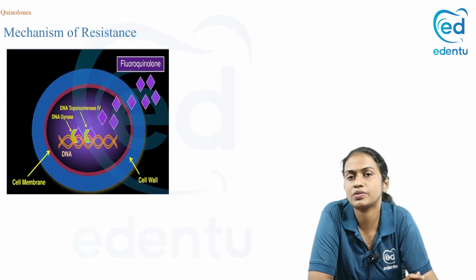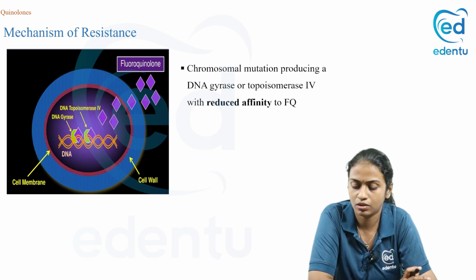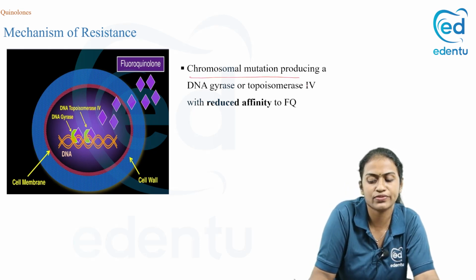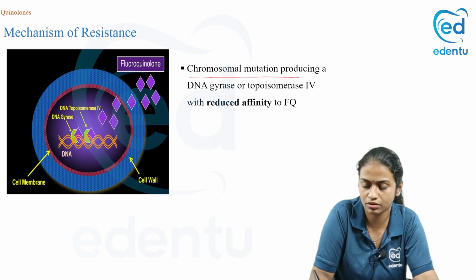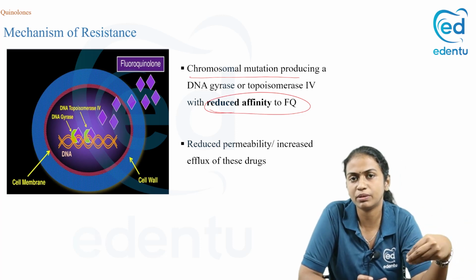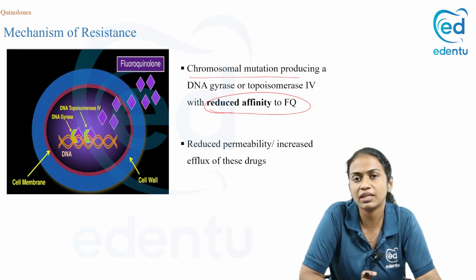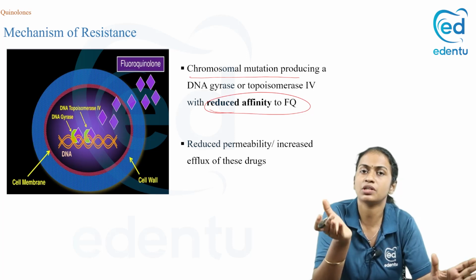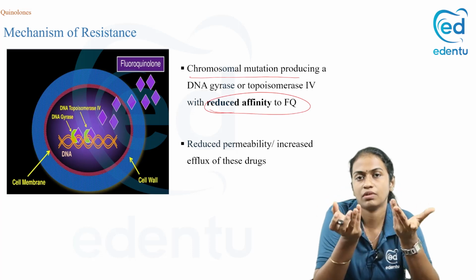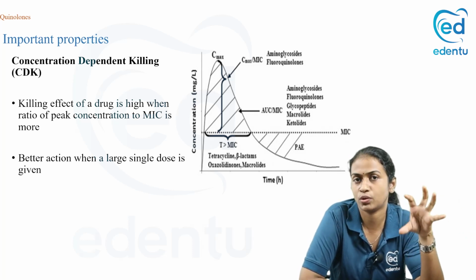Now, how can it produce resistance? Mainly by decreasing the affinity of fluoroquinolones to this topoisomerase. So chromosomal mutation produces a DNA gyrase or topoisomerase 4 with reduced affinity to fluoroquinolones. Other than that, it can reduce permeability into the cell or increase efflux of those drugs, which are other mechanisms. But the major mechanism is, for fluoroquinolones to act, they should come and bind to this DNA gyrase or topoisomerase 4. So it will produce a mutation so that it does not have a liking for DNA gyrase or topoisomerase 4.